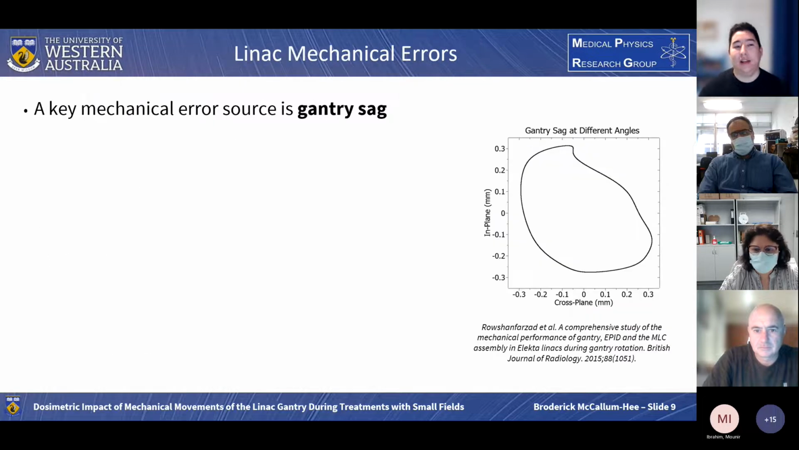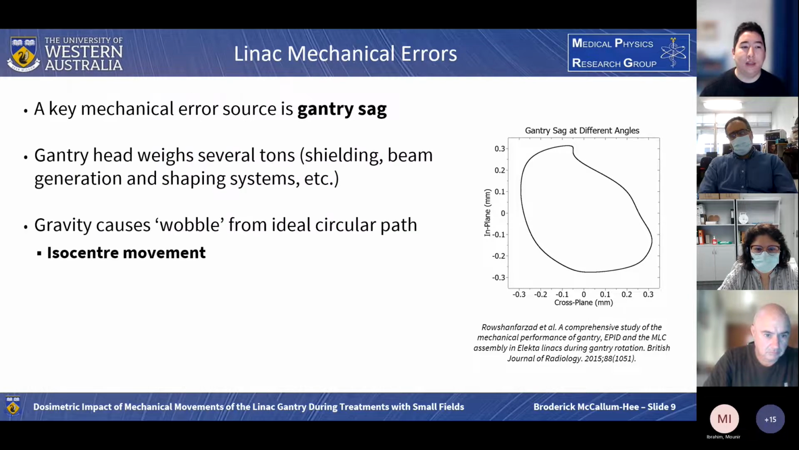As I mentioned, a key mechanical error source is gantry sag. Here on the right is a rough diagram for different angles of the cross-plane and in-plane gantry sag measured in a previous study. The gantry head weighs a lot. It weighs several tons from all the different components in there: the shielding, the beam generation, the shaping systems. There are a lot of mechanical components, and this causes gravity to cause a wobble during treatment and during gantry movement from an ideal circular path. This corresponds to movement in the isocentre.